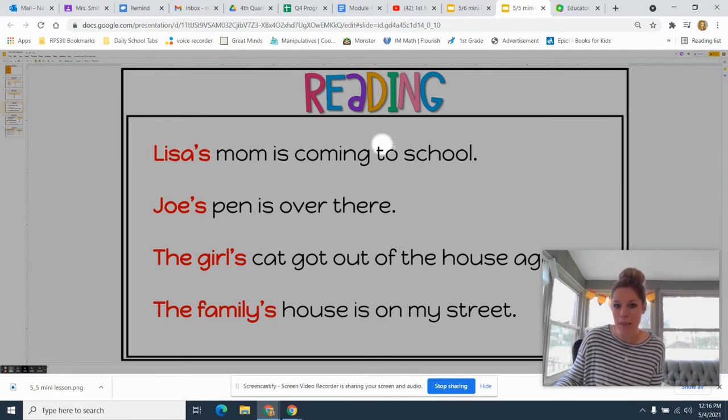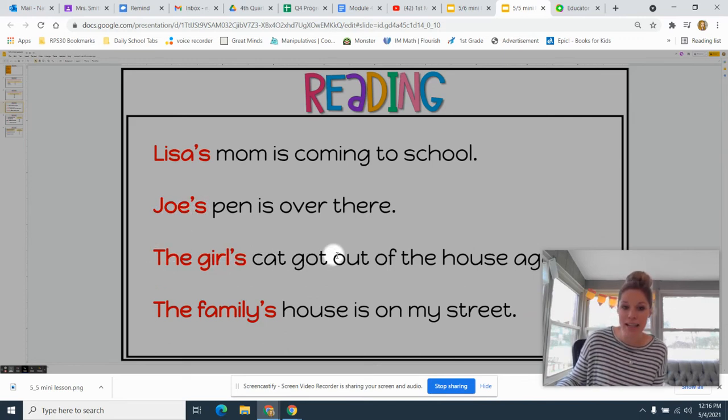Lisa's mom is coming to school. Well, Lisa's, we call this a possessive noun. It's showing whose mom is coming to school. It's Lisa's. Here's another one. Joe's pen is over there. Joe's pen would be our noun. Well, whose pen is it? It's Joe's pen. So this is our possessive noun.